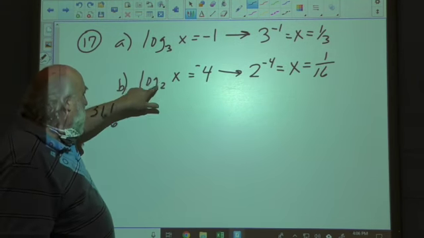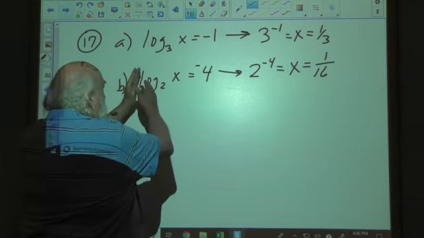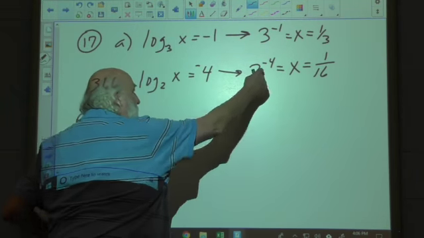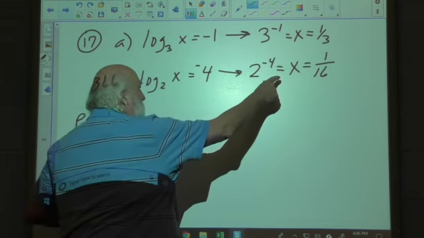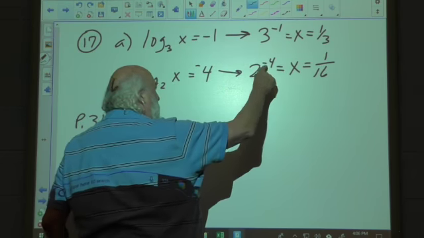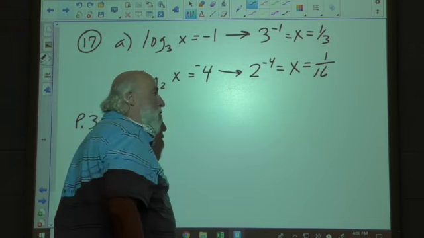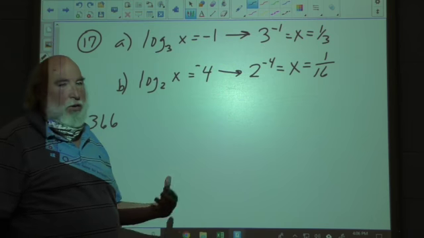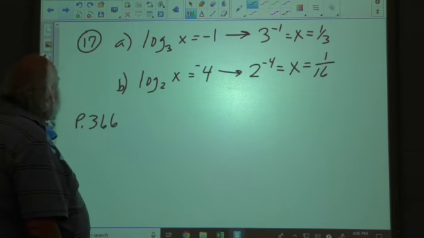This right here, the base is 2. The logarithm or the exponent is -4, and that's going to equal the result, x. And 2 to the -4 power is 1 over 16, or if you type it out in your calculator, 0.0625.